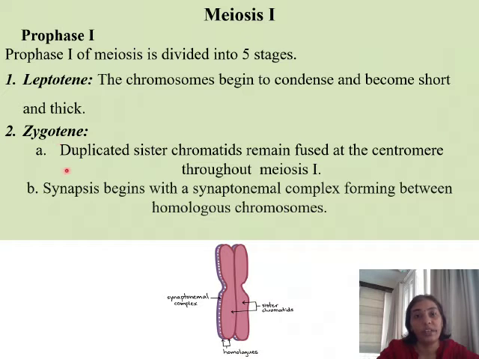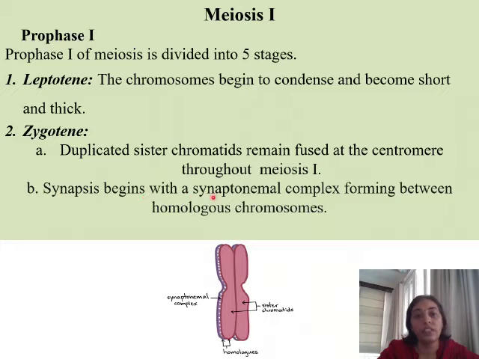During zygotene stage, we find that the duplicated sister chromatids remain fused at the centromere throughout the meiosis 1. So here we find that the homologous chromosomes have been converted into sister chromatids after DNA replication, and these duplicated, that is doubled, sister chromatids remain fused at the centromere and they are going to remain fused throughout meiosis 1.